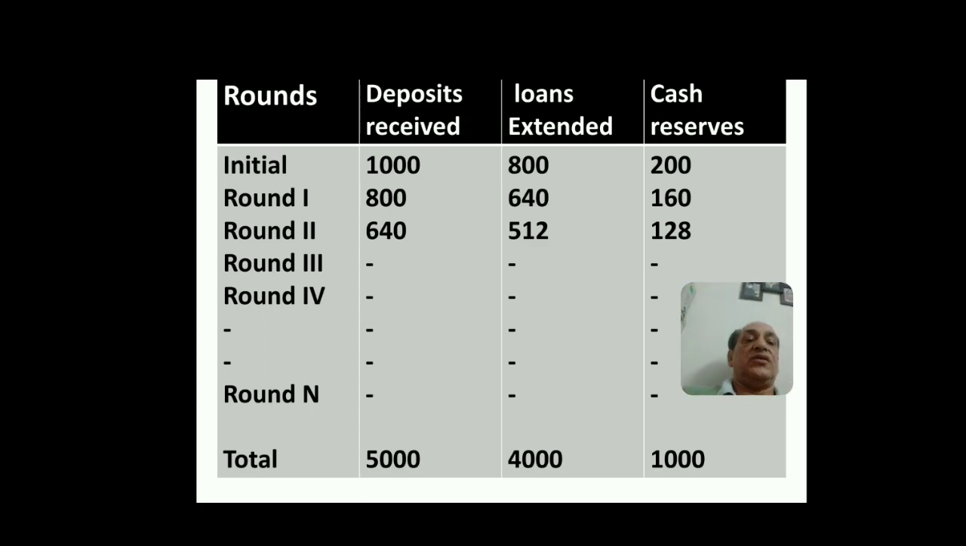These rounds go on, and these deposits received amount to 5,000 rupees, loan extended equals 4,000 rupees, and cash reserve amounts to rupees 1,000.